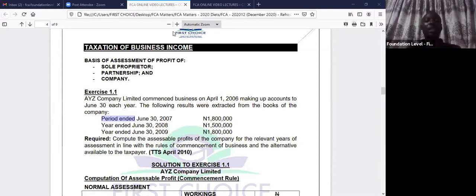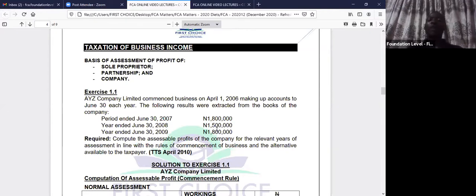And now you see the period here. Period ended June 30th, 27, June 30th, 28, and all that. We are told now to compute the assessable profits of the company for the relevant years of assessment in line with the rules of commencement of business and the alternative available to the taxpayer. So this question is loaded. This question has everything to do with commencement of business. So let's look at it.